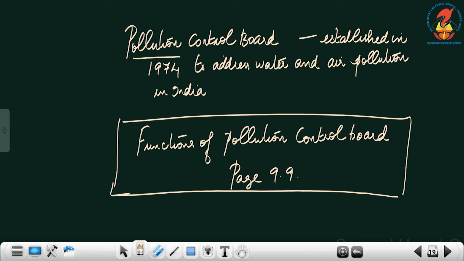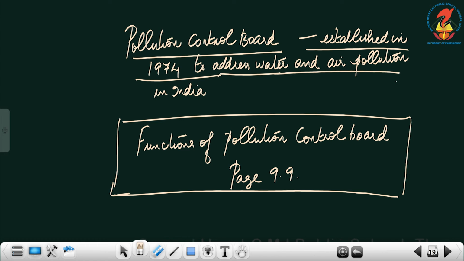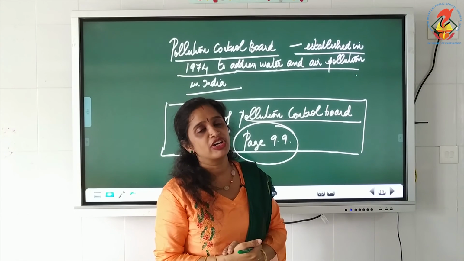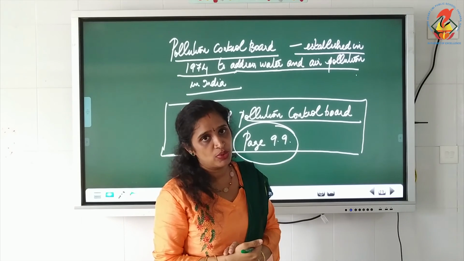Now, the Pollution Control Board, which was established in the year 1974, addressed the water and air pollution in India. And in your textbook in page number 9.9, there is a paragraph related to functions of Pollution Control Board, CPCB. You have to read that, functions of Pollution Control Board.